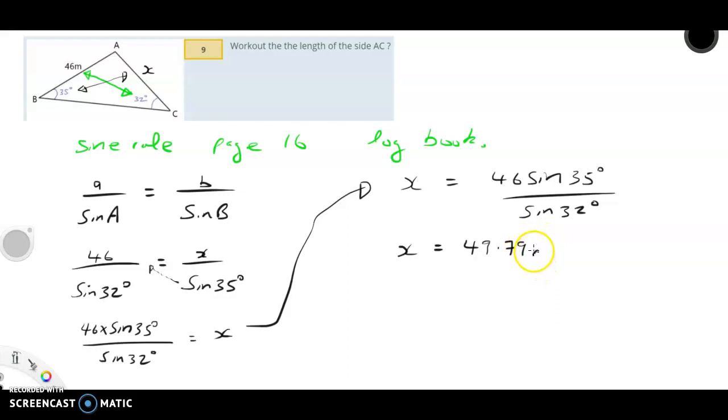And what are we talking about? The units are meters. Don't forget your units. And that's about it. Job done.